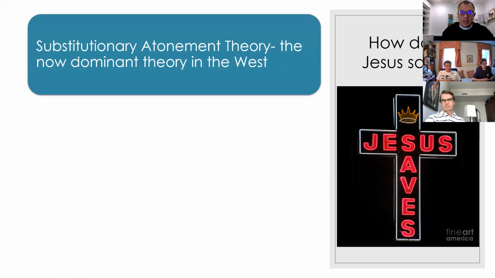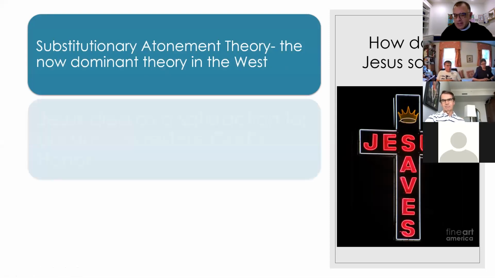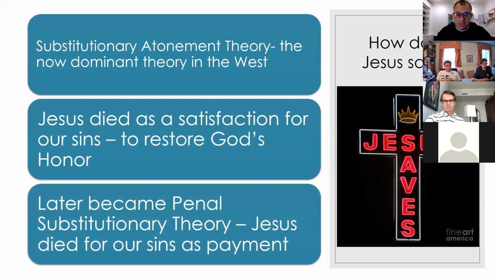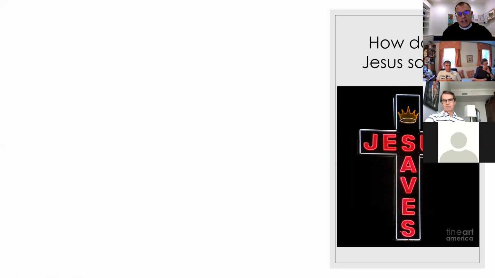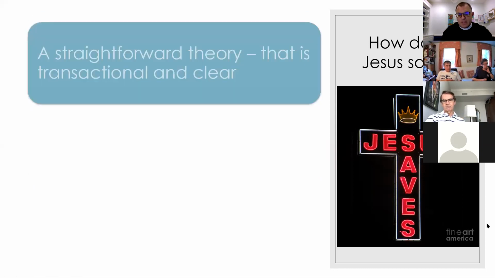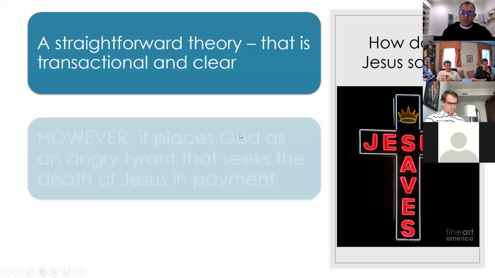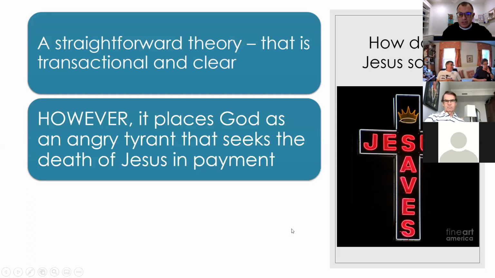First, substitutionary atonement. That's the one we started with. It's the dominant theory in the West. And this is that classic idea: Jesus died as a satisfaction for our sins. That's where it started. It became penal substitutionary theory. Jesus died for our sins as payment. So Jesus has paid for our sins. We are free to go. It's how God's grace is enacted in the world. So it's straightforward, it's clear, it's transactional.